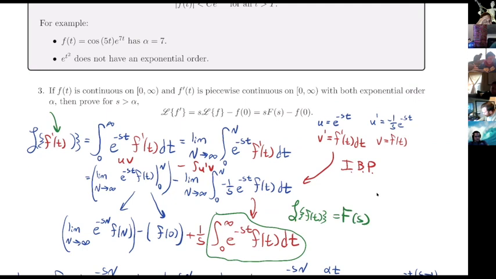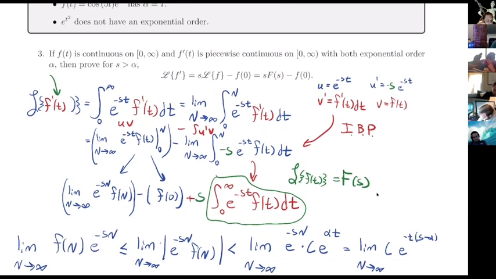Why is u prime -1 over s? Shouldn't it just be negative s if it's u prime? Oh, we would take the derivative of this. Yeah, thank you. That should just be a minus f. Okay, let me fix that. That would look like that. Any other questions about that part so far?